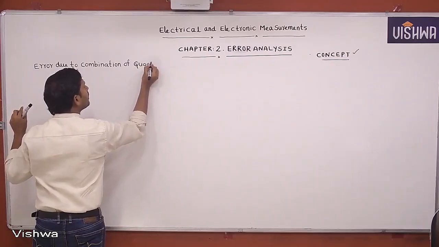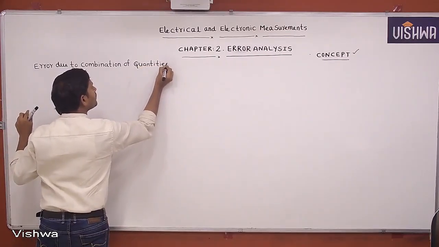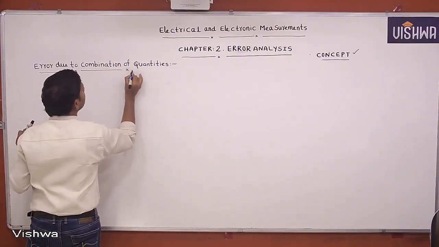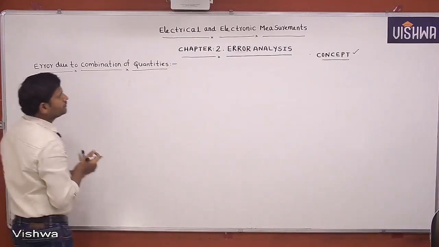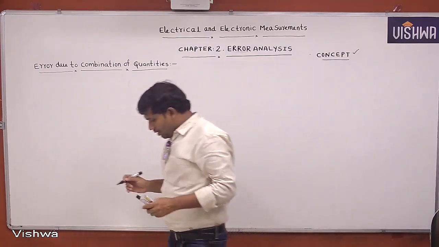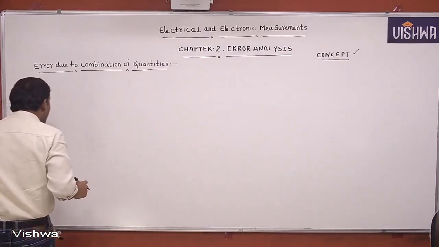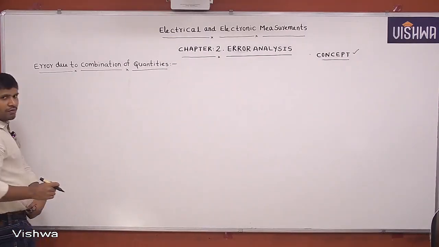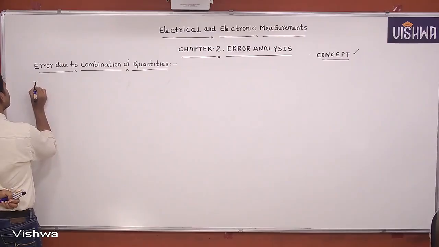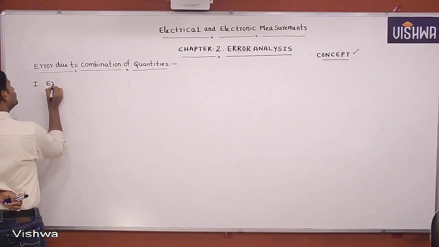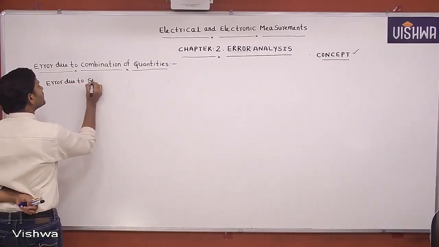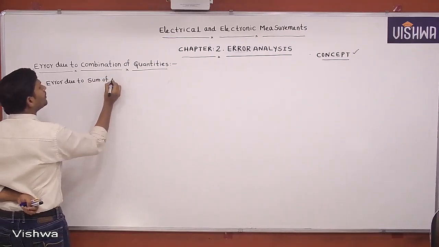How to do the error analysis in combination of quantities? What do we mean by error due to combination of quantities? That is, how to do error analysis in addition, subtraction, multiplication, and division of quantities. The first one is error due to sum of the quantities.